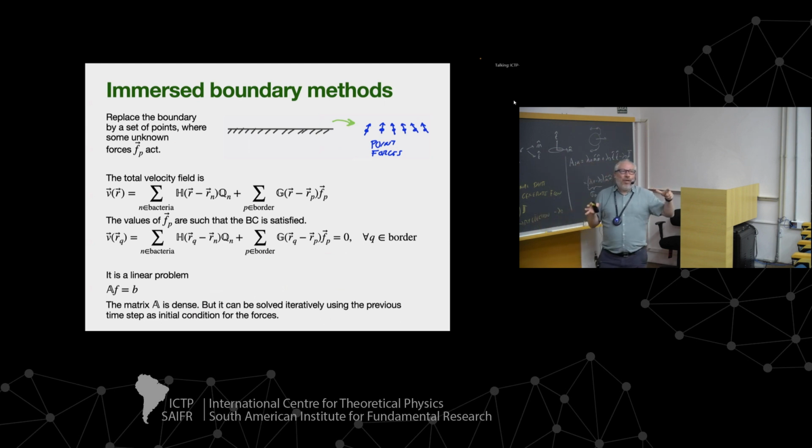But as bacteria move little between one step and the next one, you expect that the forces are going to be similar between one step and the next. So instead of solving the linear problem directly, you use an iterative method, using the previous step as an initial condition. You have to iterate, I don't know, a few times, and you get the solution. Okay, so this is the method. It's heavy, but it can be done.